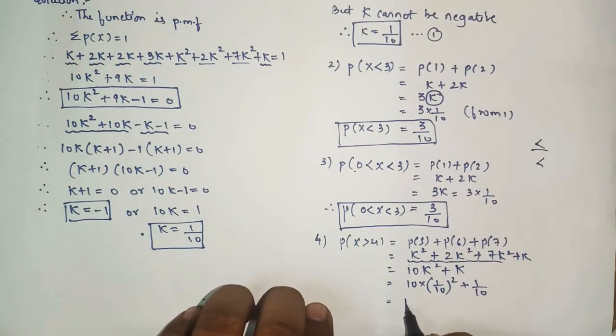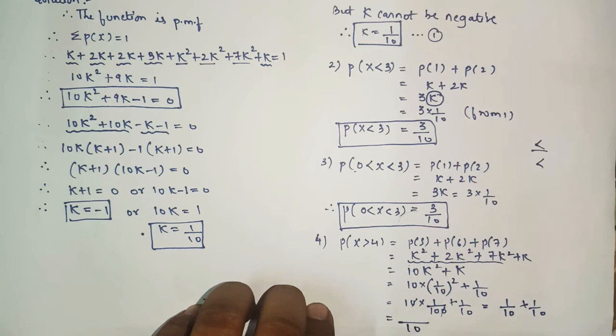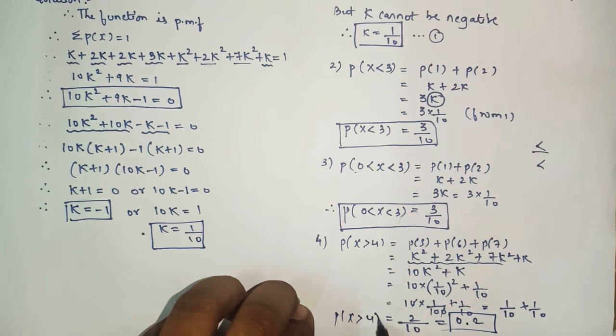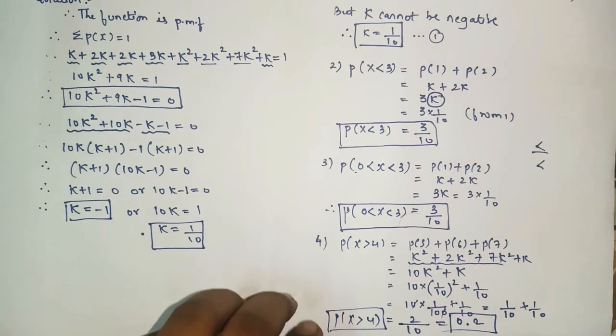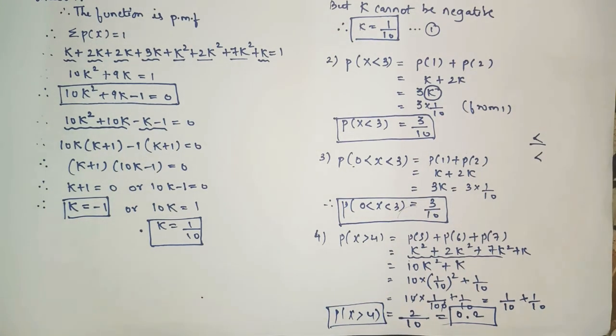So the next step will be 10 into 1 by 100 plus 1 by 10. So the 0 will get cancelled, and you will be left with 1 by 10 plus 1 by 10. As we can clearly see the denominator is the same, and 1 plus 1 will be 2. So the final answer is 0.2. So for the last one, x greater than 4, the answer is 0.2.